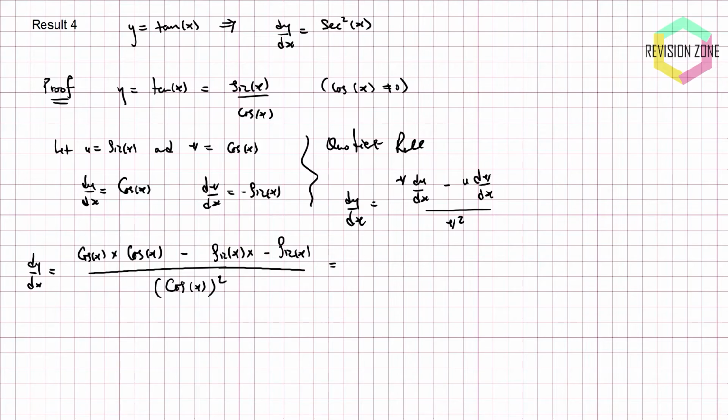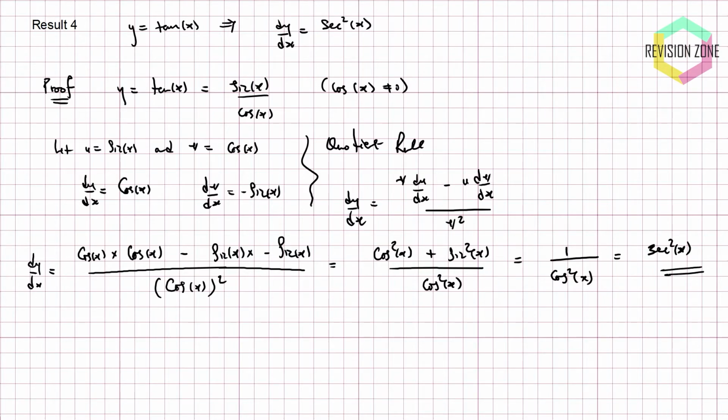Then simplifying this, the first term becomes cos squared x, and the two minuses give me a plus, so I get plus sine squared x, and the whole thing is over cos squared x. At this stage, because we know cos squared plus sine squared is 1, it's just 1 over cos squared x, and of course that's just sec squared x. That's the definition of sec. Okay, so it's just sec squared x, and we're done.